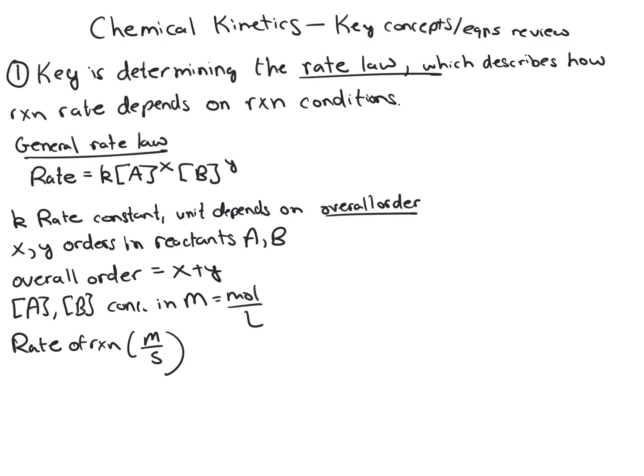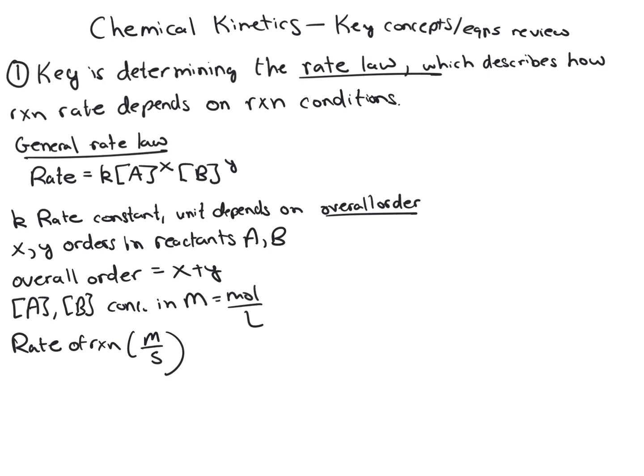When we're trying to think about all the different equations on the equation sheet, the first thing to maybe think about is just the rate law, which is really the key central concept in chemical kinetics, because that's going to describe how the reaction rate depends on any of the different reaction conditions.